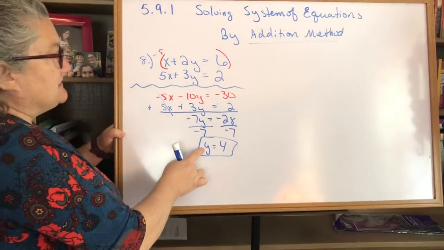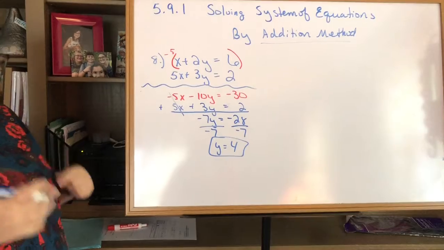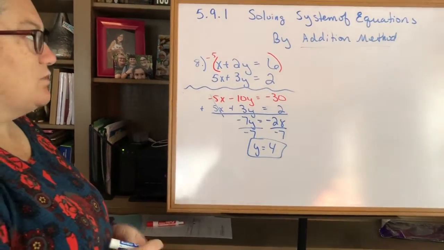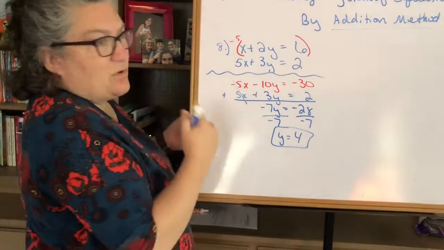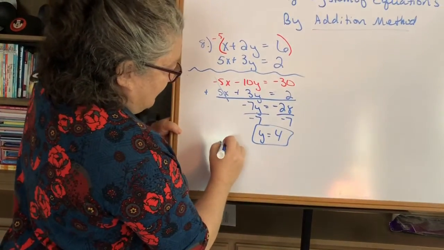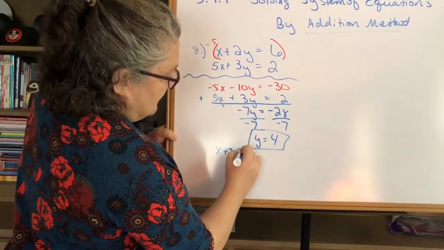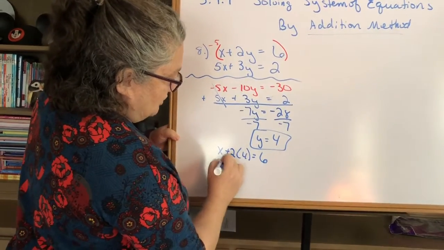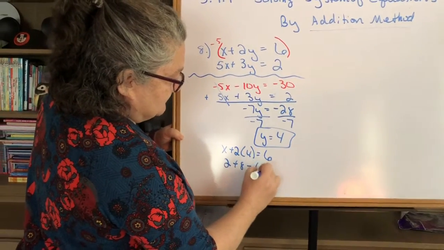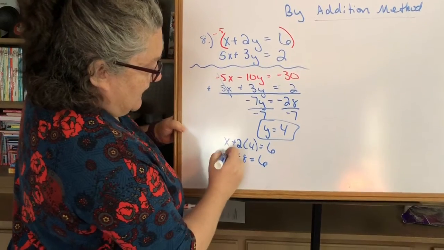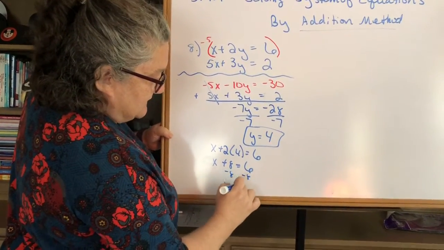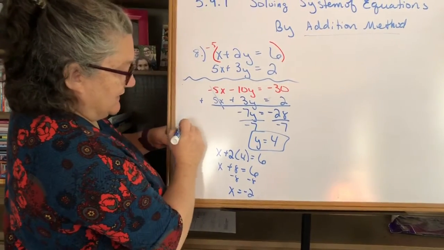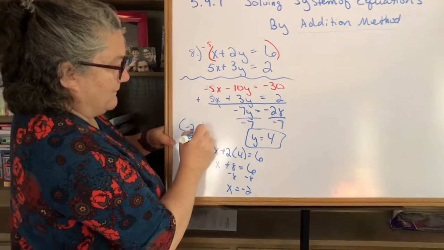So I'm going to take this +4 and plug it into either one of the original equations. I don't care which one, whichever is easier for you. I usually go with the one with the smaller coefficients. So we have x plus 2 times 4 equals 6, or x plus 8 equals 6. Subtract 8, x equals -2. So our point here is -2, 4.